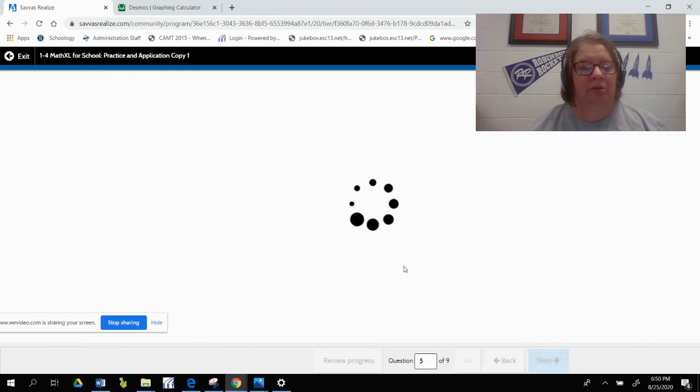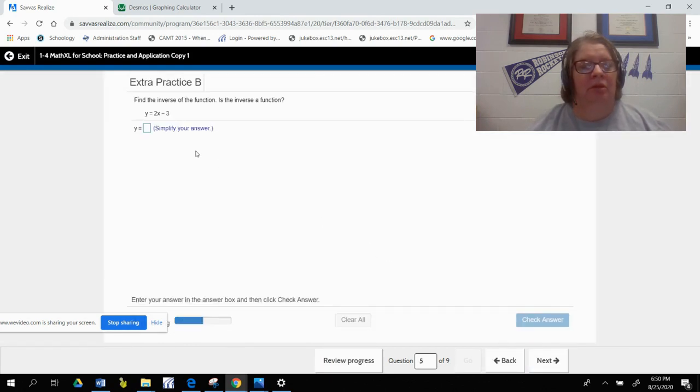Next. Find the inverse of the function. Okay, 2x minus 3. You know what? I'm going to let you try that one on your own. You're going to switch to x and y, solve for y, type in your equation here, and then you can graph the inverse and see if it's a function or not.